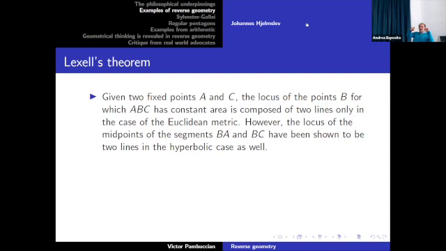However, the locus of the midpoints of BA and BC always lies on two lines, regardless of the metric. So it's true in hyperbolic geometry as well. So the question is, what do you need for this to be true? First of all, you would say, well, there's a notion of an area. Isn't that very complicated? Well, it is, but we can do it.